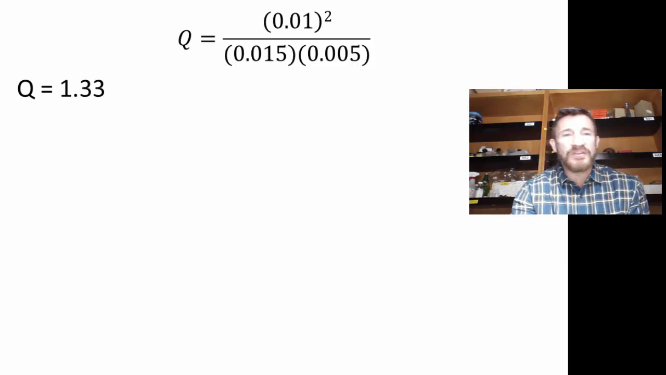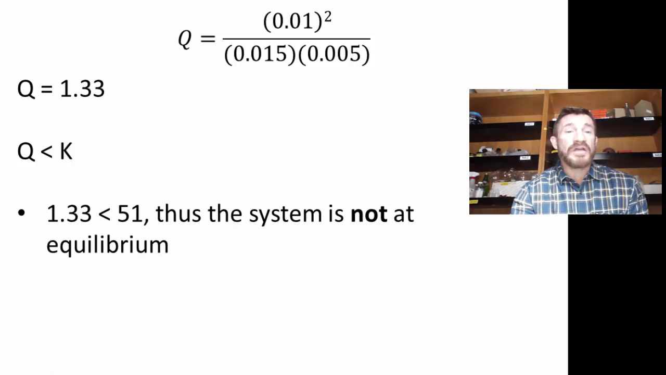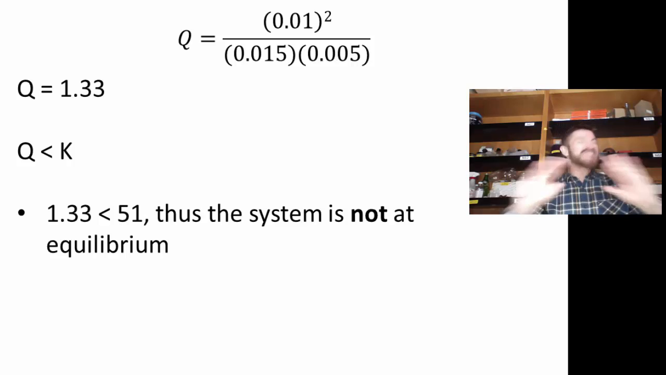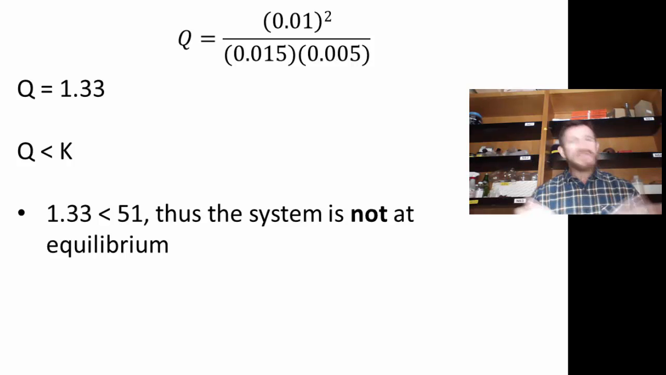If you refer back to the problem, we see that Q is actually less than K, because we found 1.33, which is less than the K, known to be 51. Thus, the system is not at equilibrium. Now, what is it going to do to achieve equilibrium? Which way should it shift? That's the other part of this question.